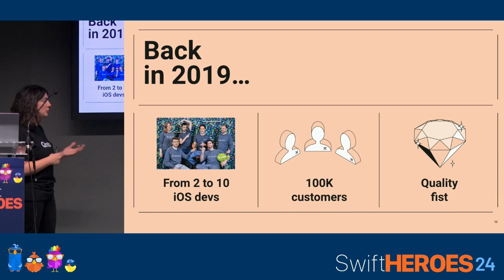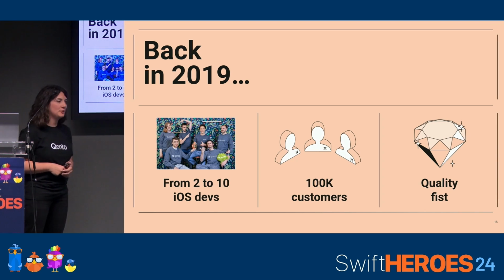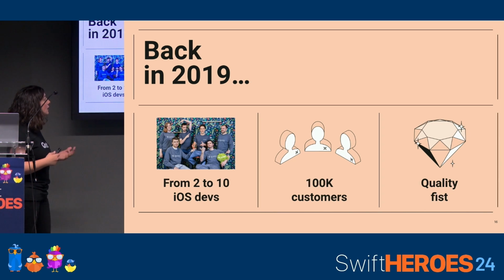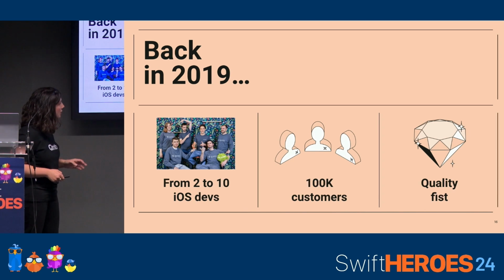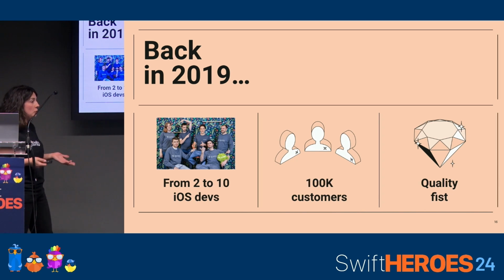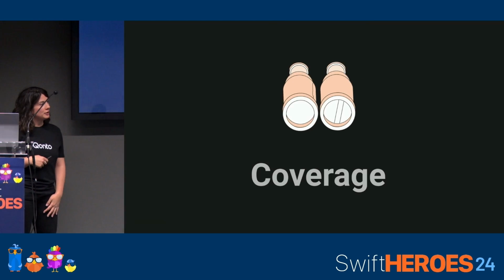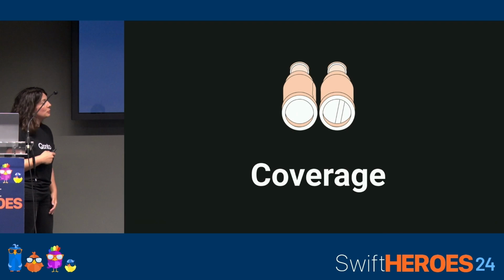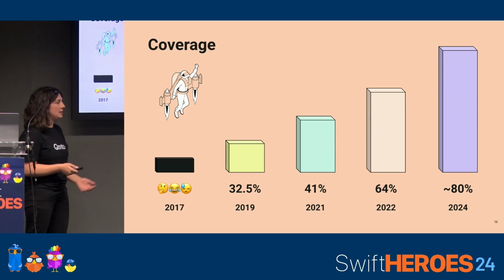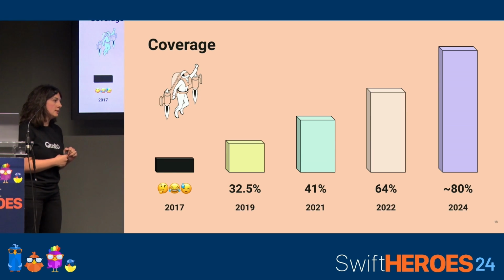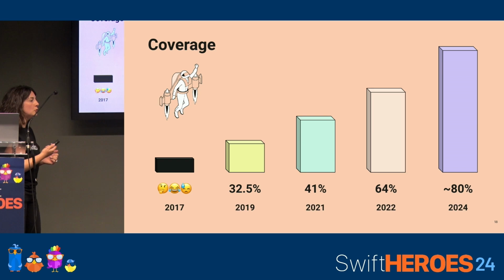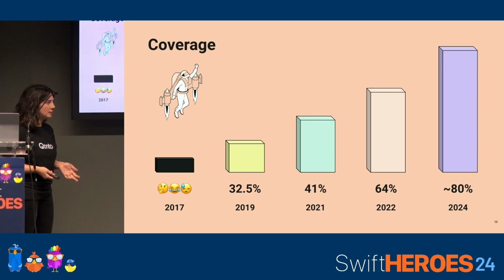Now we were no longer 2, but 10 iOS developers. We were reaching the goal of having more than 1,000 customers, and now our priority was to ship with high quality and confidence. So what did we do at this point? We just decided to increase our code coverage. So we changed the coverage from less than 20% back in 2017 to now we have reached the goal of a code coverage of 80%.